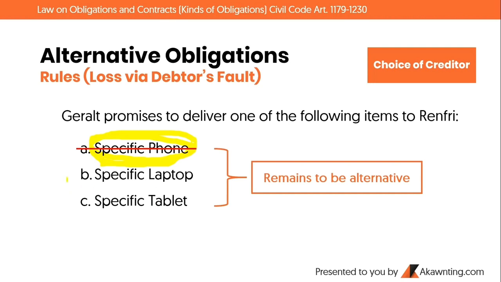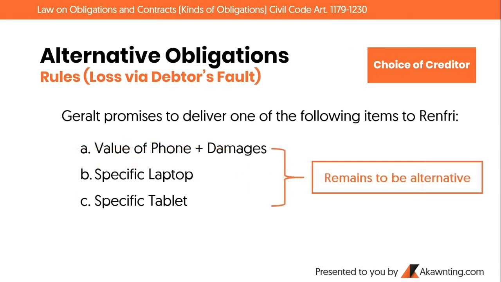Pero kapag ang pinili niya ay yung mga hindi nawala, for example, letter B or letter C, hindi siya pwedeng maningil ng damages kasi hindi naman nawala. Okay? So, ganun. Ang pagkakaiba, di ba, kapag choice ni debtor, okay, kung ano na lang yung natira, yun na lang ang choice niya. Pero, iba kapag choice ni creditor. Pwede niya pa rin piliin yung nawala. Kasi, yun nga, ang reason ng pagkawala ay via debtor's fault. So, kapag pinili niyo yung nawala, in addition to the value of the thing lost, pwede pa siyang makasingil ng damages. Okay? So, yun yung pagkakaiba this time. Okay, so ayan, nilagay natin. Okay? Value of phone plus damages.